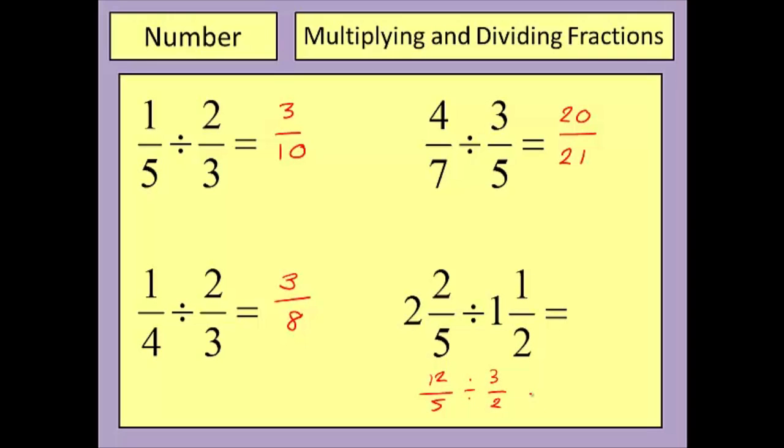Once I've got it in this format, I'm going to follow the same rules as before. I'm going to flip my second fraction upside down, so that's going to become 2 over 3, and I'm going to multiply it. So my final answer here is going to be 24 over 15. Now notice that both of these numbers are divisible by 3, so I think there's some tidying up that can happen here. If I divide them both by 3, I'm going to get 8 over 5.